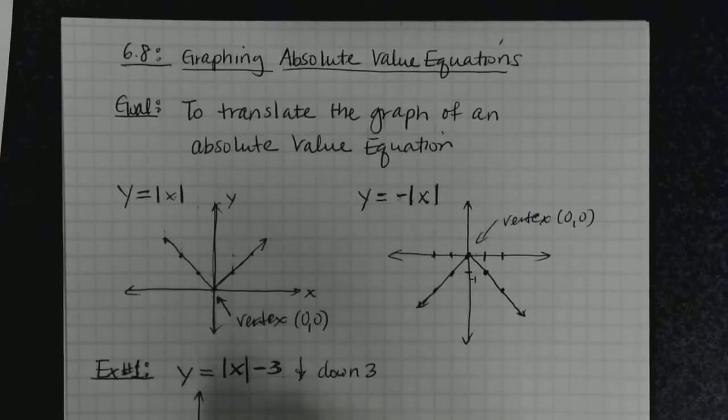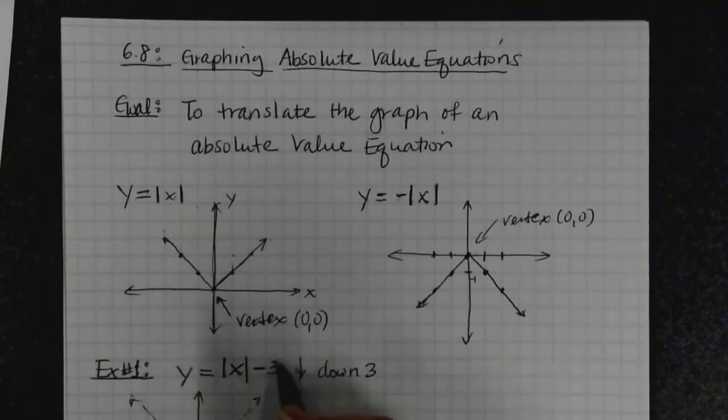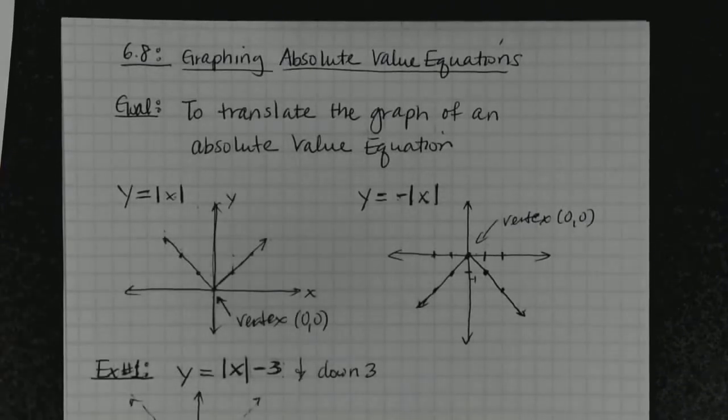So here's the original, y equals absolute value of x. That was the original. We're going to take this V and move it down 3. So 1, 2, 3. Here's negative 3. So up 1 over 1, up 1 over 1. And then up 1 left, up 1 left. And so then my vertex is at 0, comma, negative 3.